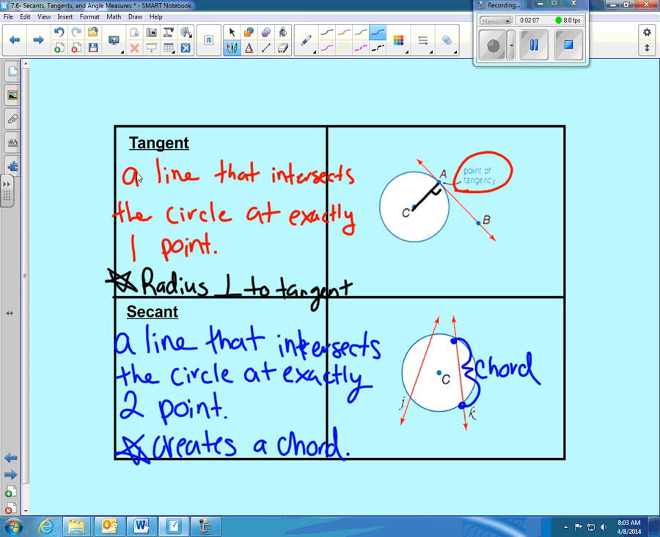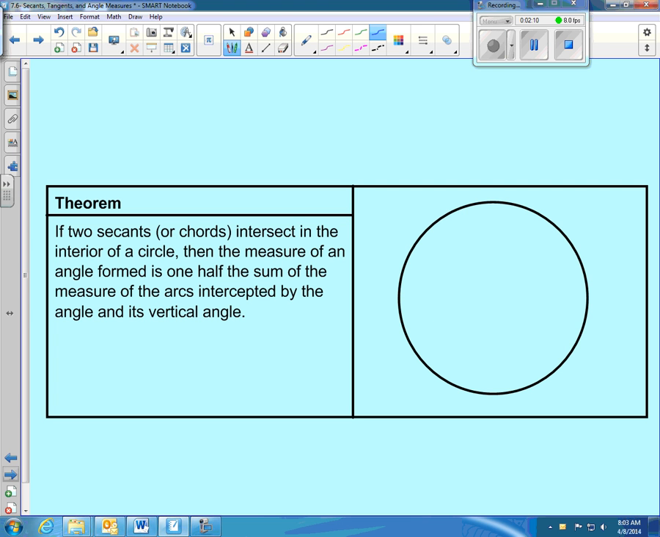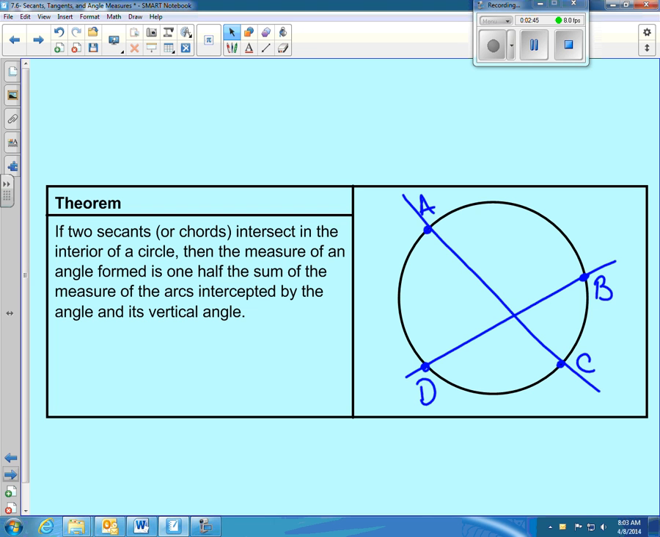All right. So let's see a theorem that is going to involve secants. If two secants or chords intersect in the interior of a circle, then the measure of an angle formed is 1/2 the sum of the measure of the arcs intercepted by the angle and its vertical angle. So if we have two chords, two secants, doesn't matter where they're at, they don't need to match. We have point A, B, C, and D, and they have an angle, and let's call that angle 1 here.